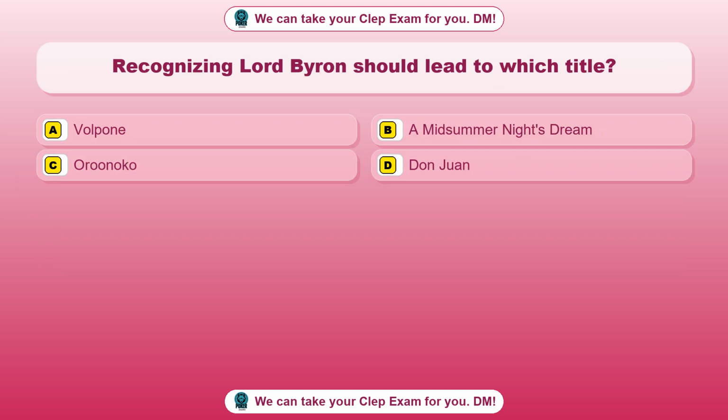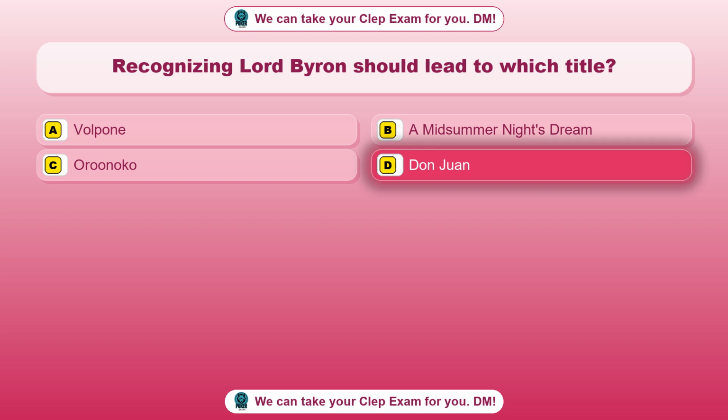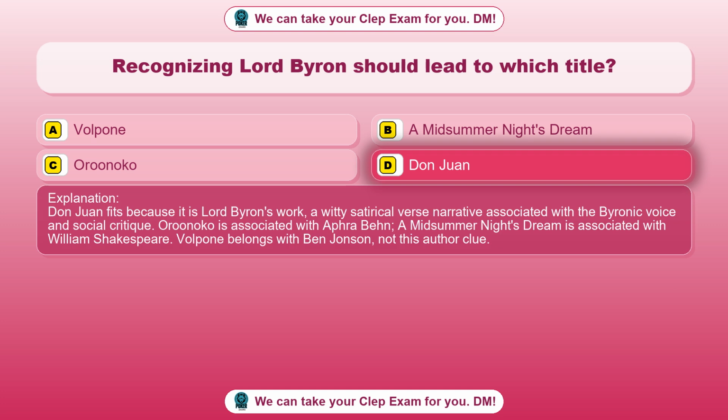Question 62. Recognizing Lord Byron should lead to which title? Option A. Volpone. Option B. A Midsummer Night's Dream. Option C. Oroonoko. Option D. Don Juan. The correct answer is option D. Don Juan. Don Juan fits because it is Lord Byron's work, a witty satirical verse narrative associated with the Byronic voice and social critique. Oroonoko is associated with Aphra Behn, A Midsummer Night's Dream is associated with William Shakespeare. Volpone belongs with Ben Jonson, not this author clue.